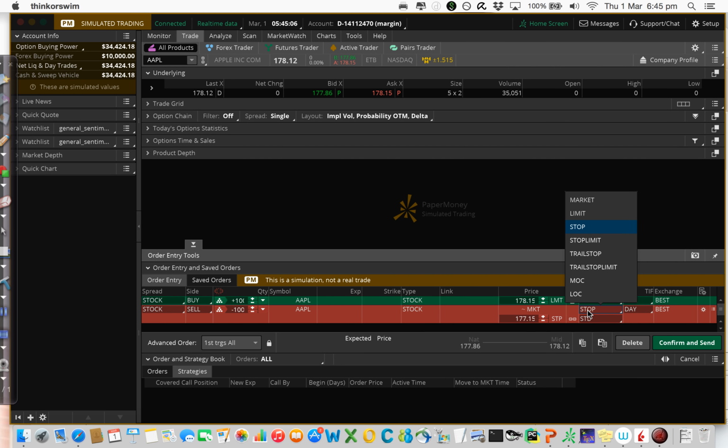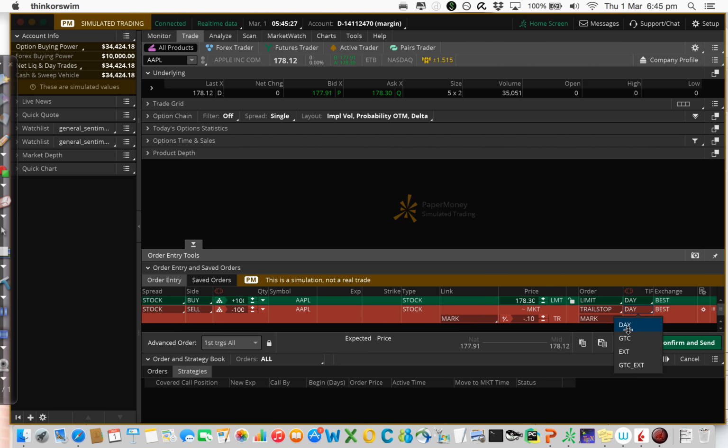As we say, it is better to have either stop or trailing stop. If you have stop, you can decide the price. If you put trailing stop, remember you have to decide the gap. So in this case you have 10 cents of gap, so the stop is following the market price by 10 cents. And remember, for the stop loss, it's better to use good till cancel.